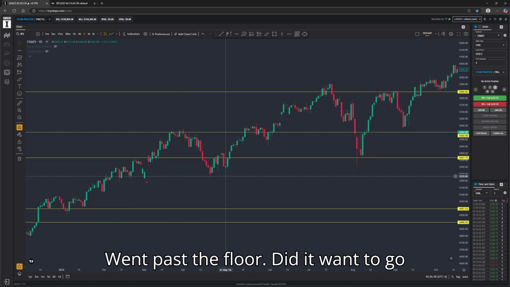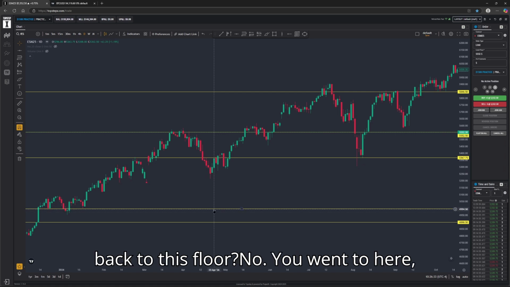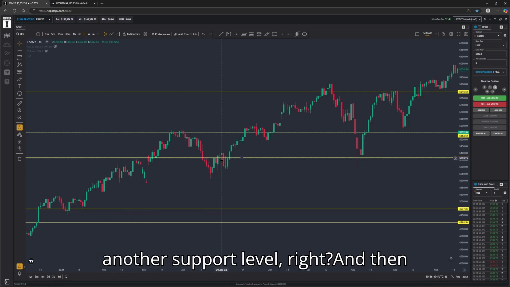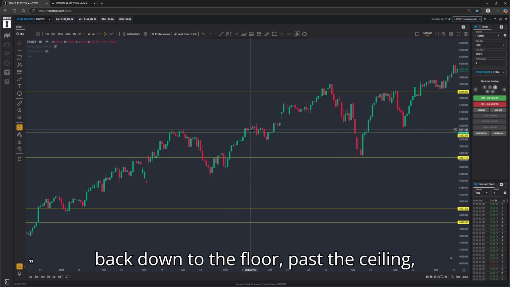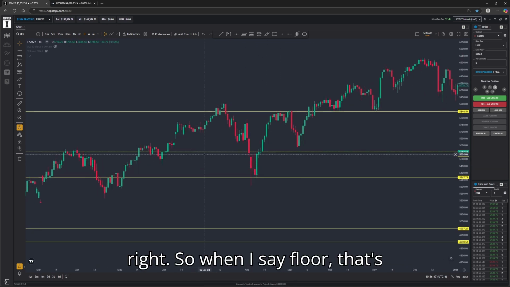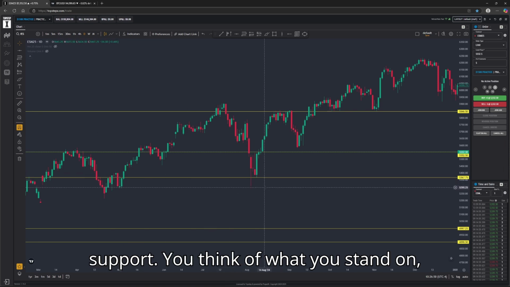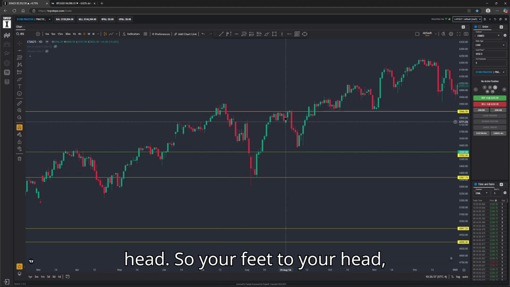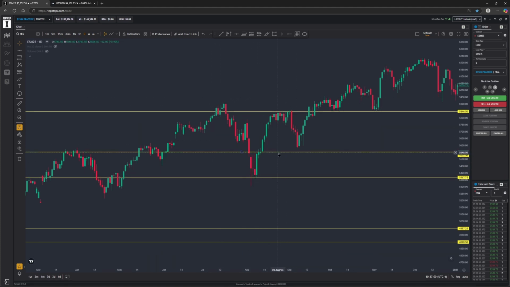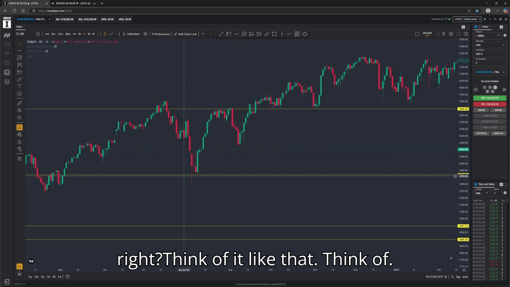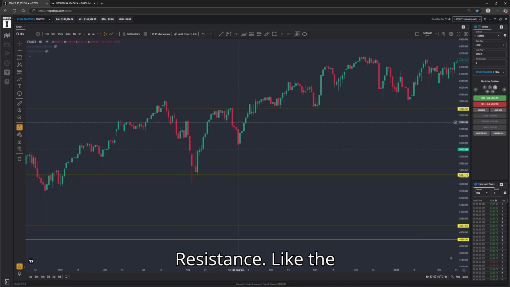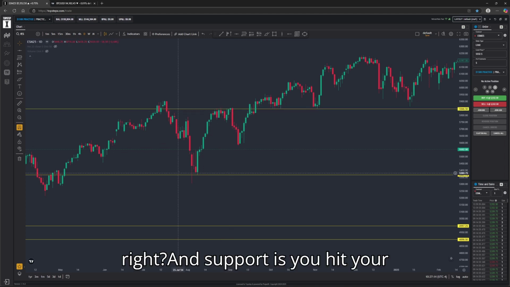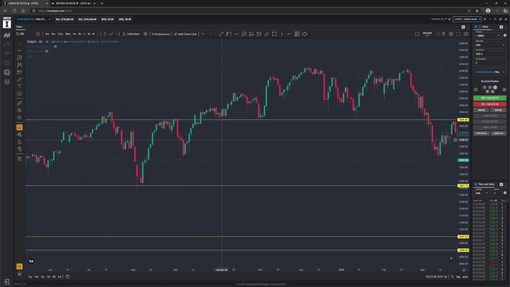Back to the floor, it went past the floor. Did it want to go back to this floor? No, it went to here. Look at this area. This could have been another support level. And then that's the ceiling. It hit the ceiling, came back down to the floor, past the ceiling. So when I say floor, that's support. Think of what you stand on, what supports you: your feet. This is your feet, and this is your head. Think of resistance like you hit your head on the ceiling, and support is you hit your feet on the floor.